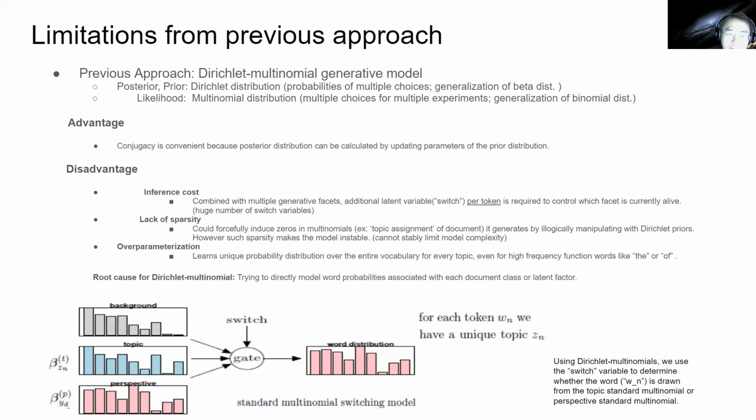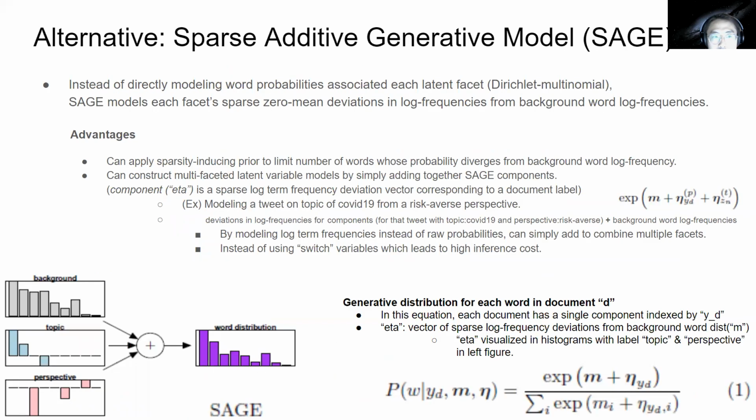So naturally this approach doesn't really have such sparsity advantages. Okay. To sum up, the root cause for the Dirichlet multinomial generation model is that we're trying to directly model the word probabilities associated with each document class or latent factor. We're trying to get the one-by-one correspondence there, which would make the number of cases explode again. So what would be the alternative? The alternative is of course the SAGE model.